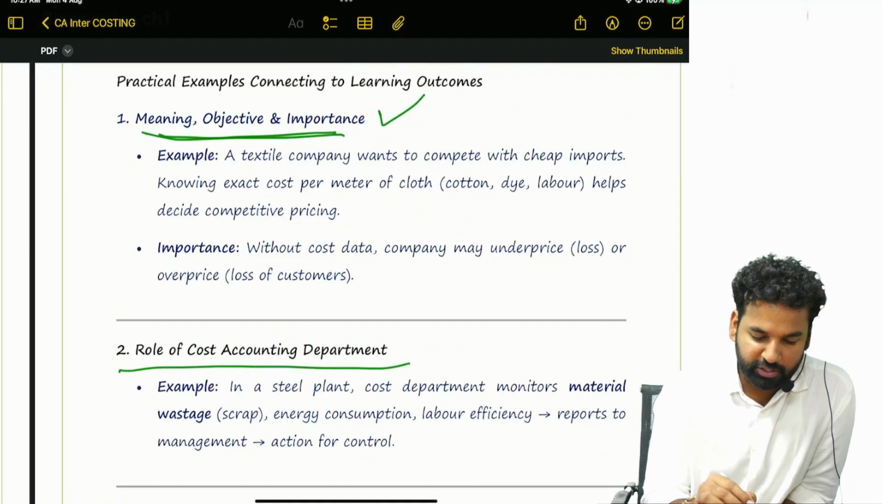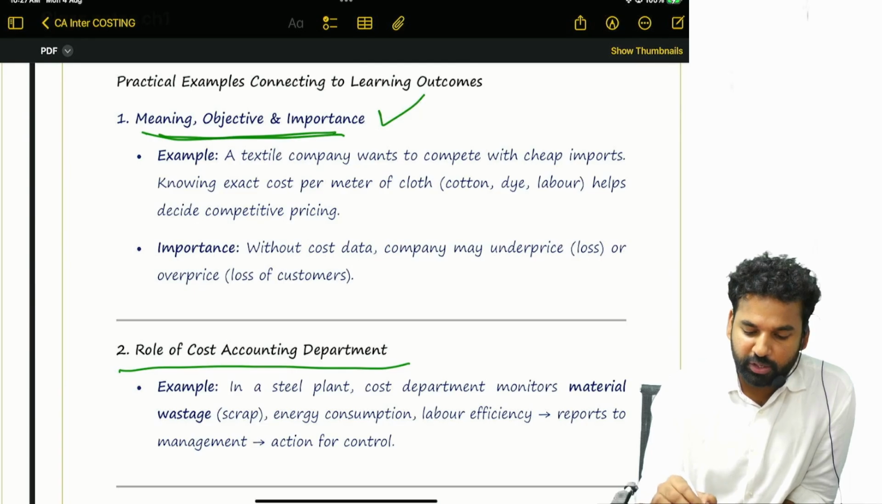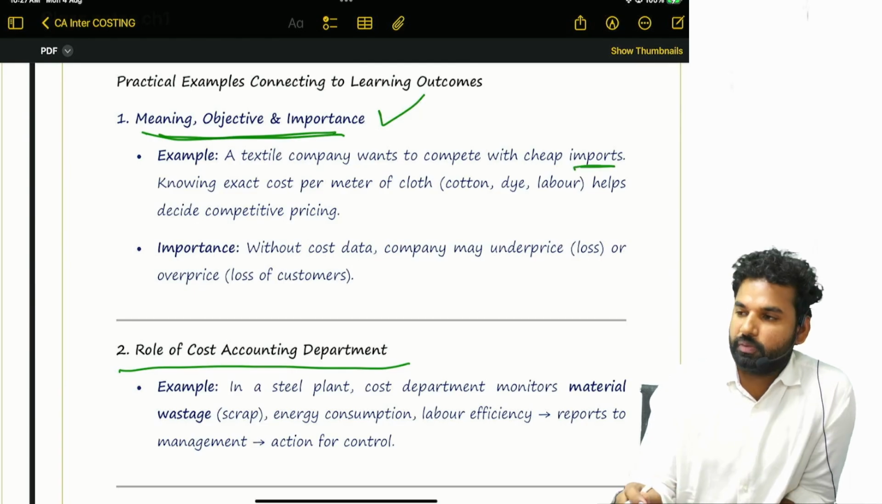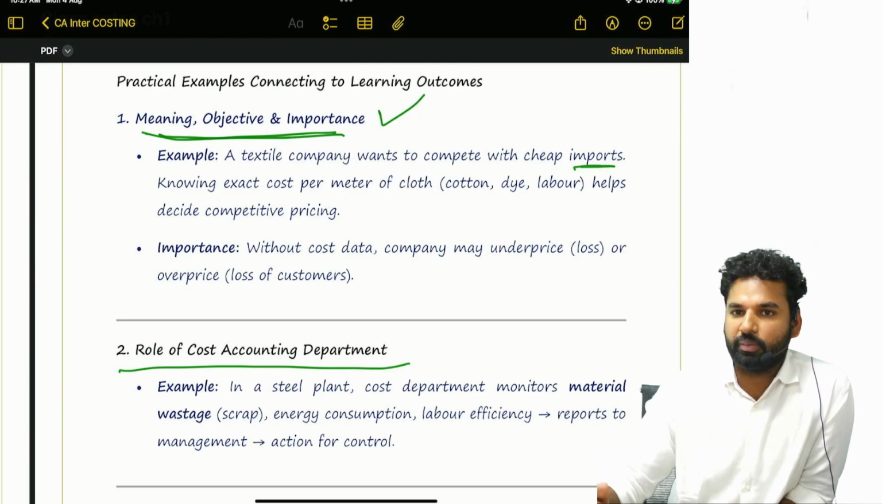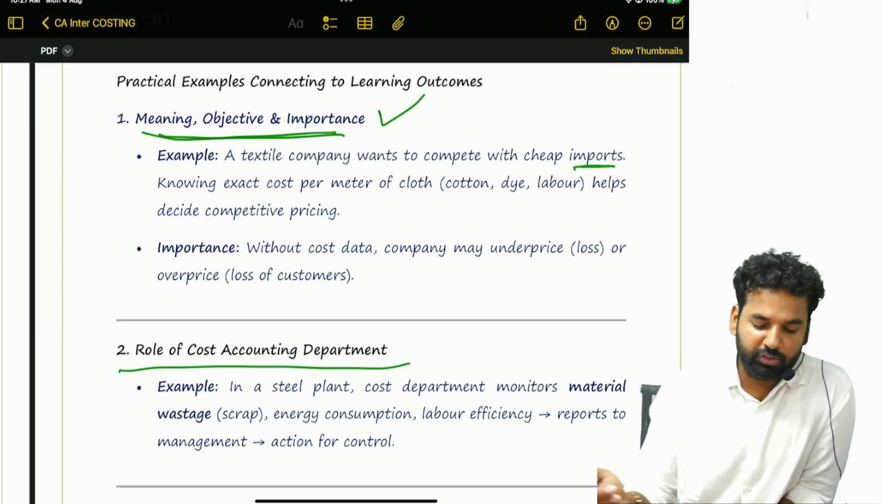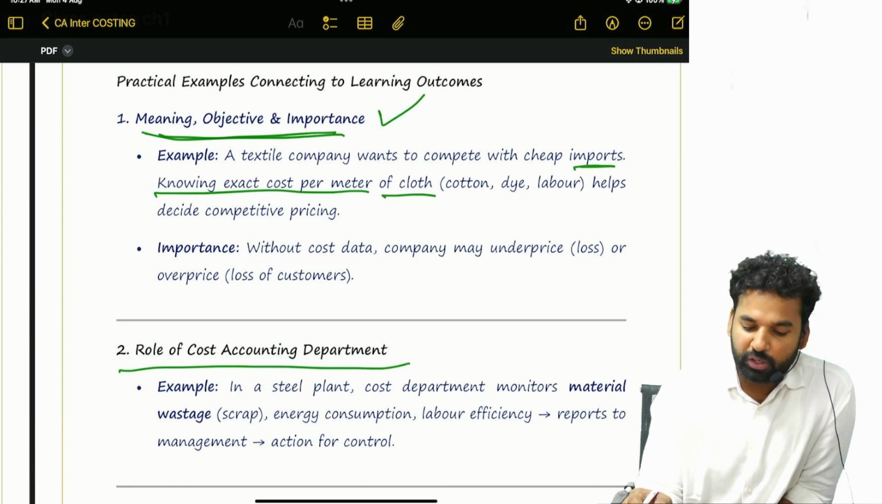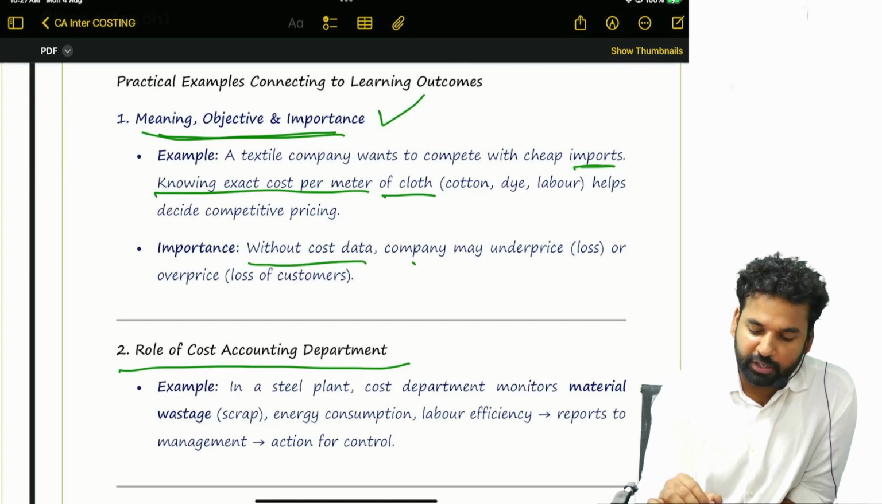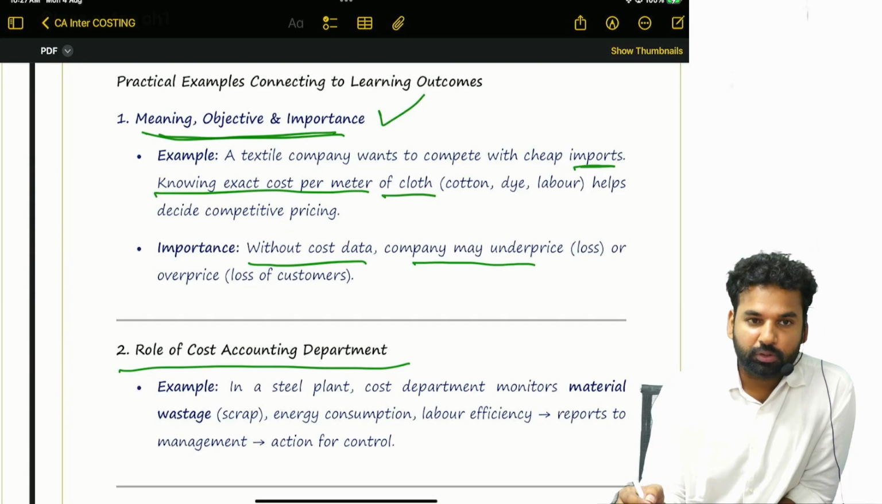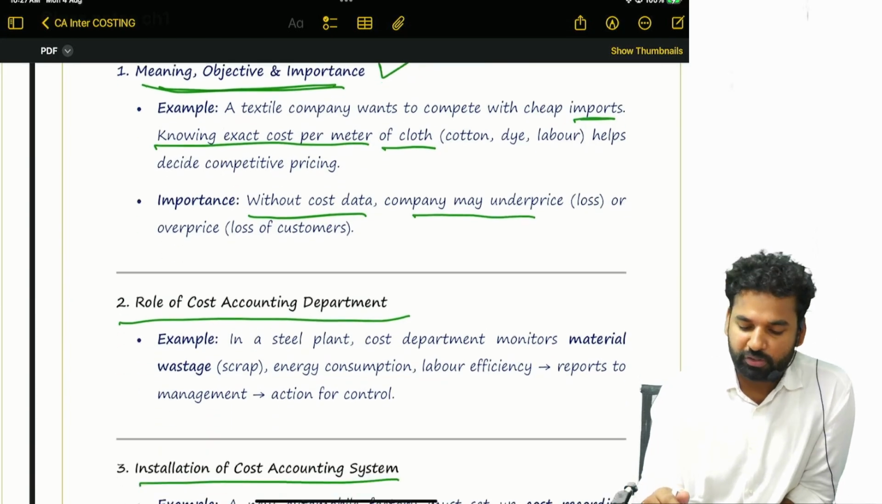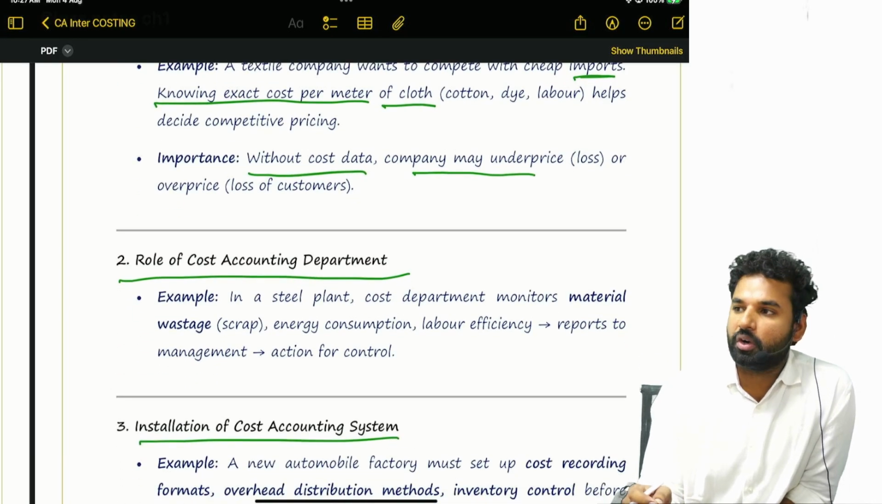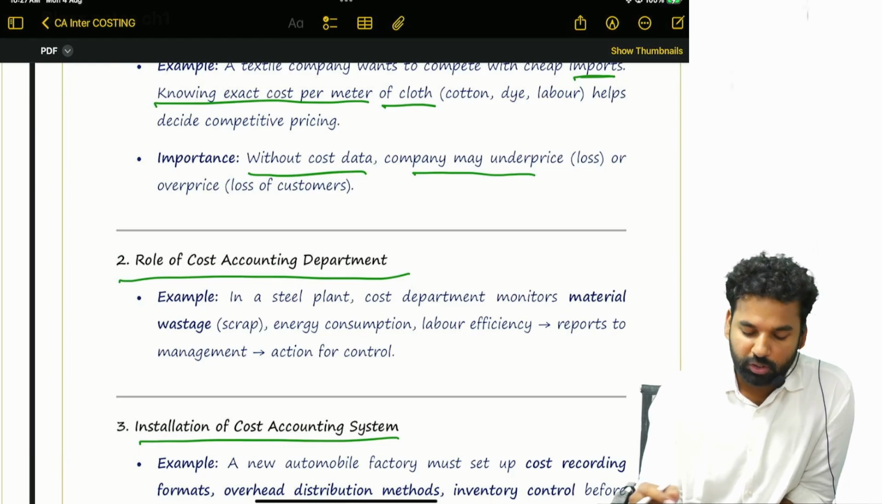Example given here: a textile company wants to compete with cheap imports. Generally somebody is importing from another country and doing the business, they have a cost advantage, so we want to compete with that. By knowing the exact cost per meter of cloth, only then can we have better decision making and competitive advantage. Without cost data, a company may underprice or overprice, so that you can lose the cost leadership or cost competitiveness.